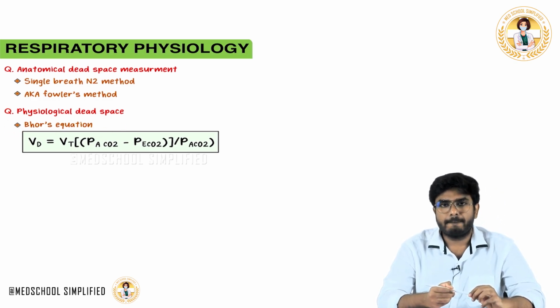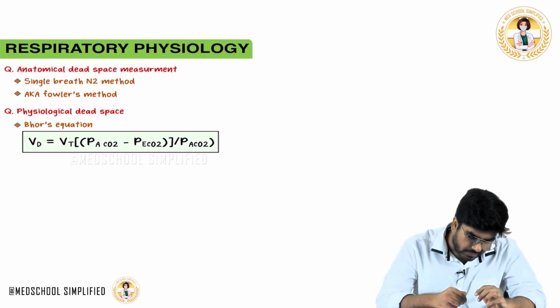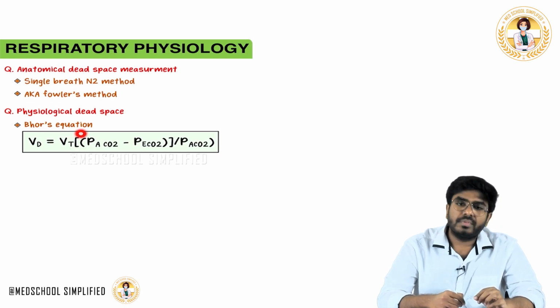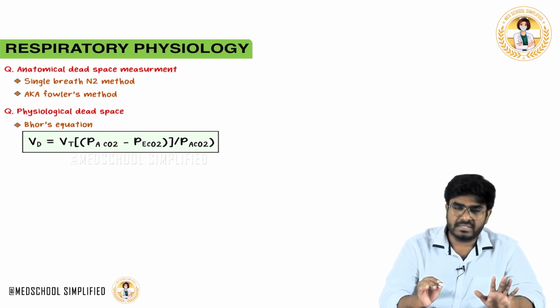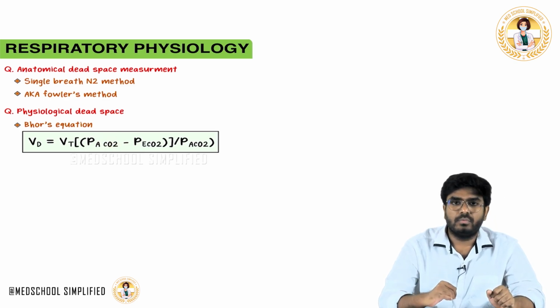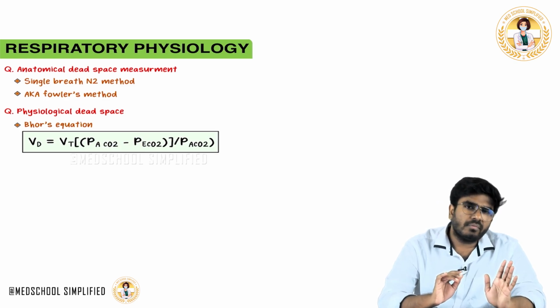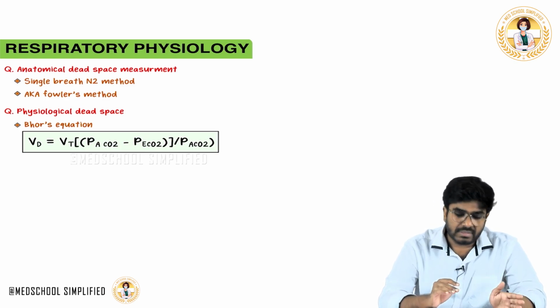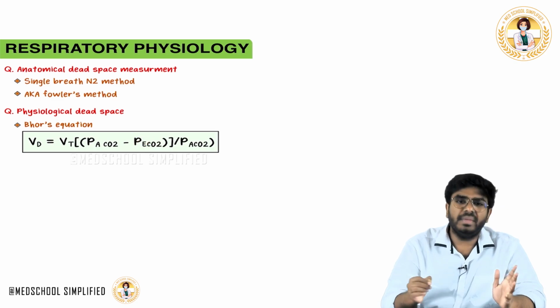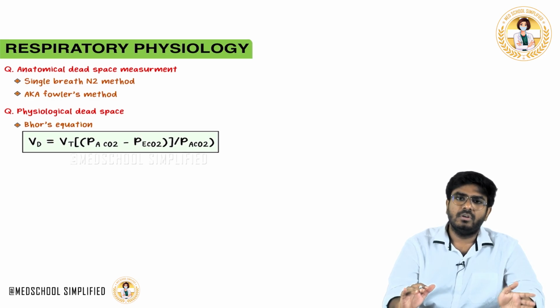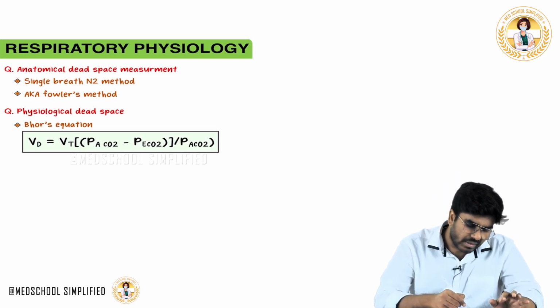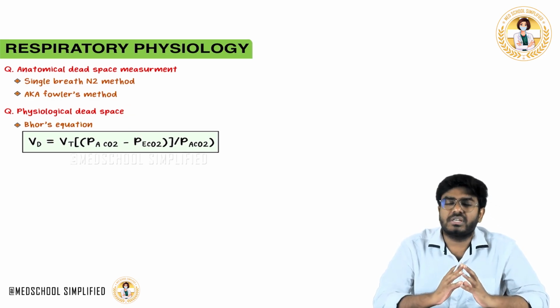Bohr's equation is equal to tidal volume into (PaCO2 minus PeCO2) by PaCO2. In the question they will give you these values: what is the PaCO2, what is the PeCO2. So tidal volume into PaCO2 minus PeCO2 by PaCO2. Simple. This is Bohr's equation, which is used to calculate the physiological dead space.